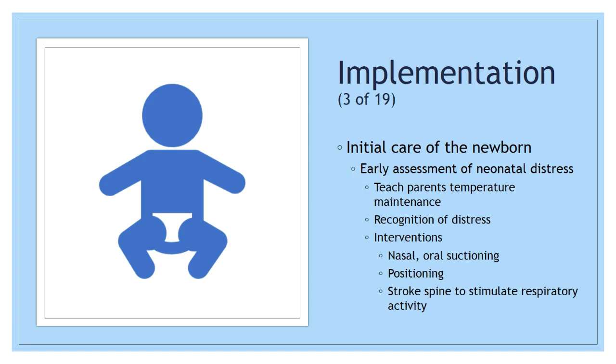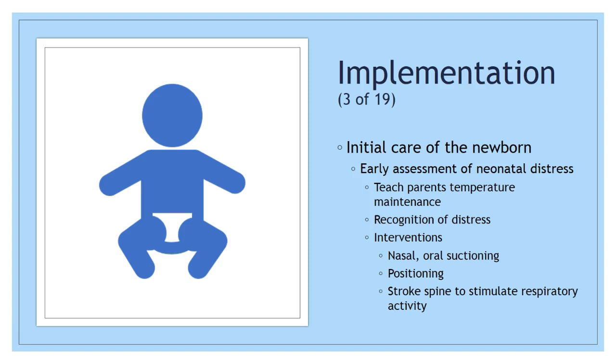So we start by teaching parents. Number one, we teach them about temperature control and maintaining the baby's temperature by keeping the hat on them, keeping them covered up, keeping the room at a nice temperature. And we teach them signs of stress or distress. So if the baby is having episodes where they're grunting, or you've got some nasal flaring or some retractions, we want to teach parents about that so they can recognize early signs and get in some intervention for those, particularly once they're at home.